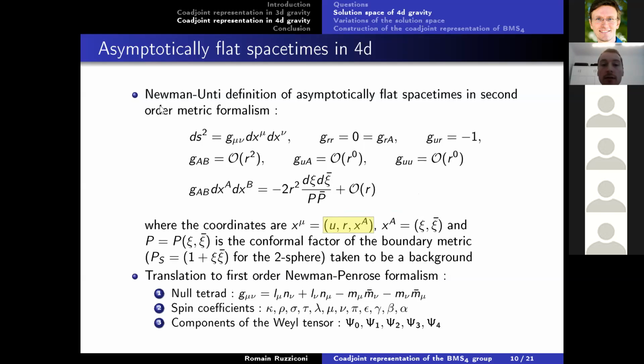So here, these boundary conditions for asymptotically flat spacetime are given in the second order metric formalism. But you can translate them easily into the first order Newman-Penrose formalism in the following way. Here you just have to express your metric in terms of a null tetrad. You have to recast the spin coefficients as these lowercase Greek letters. And the components of the Weyl tensor will be expressed as these uppercase psi letters.